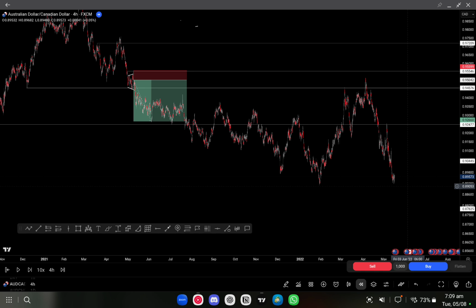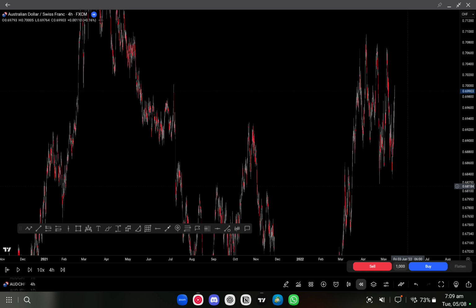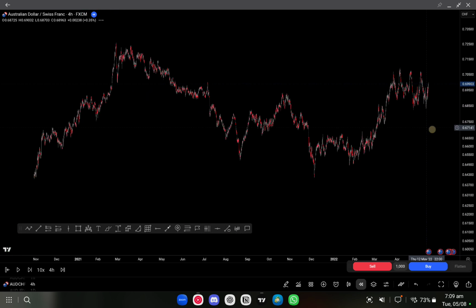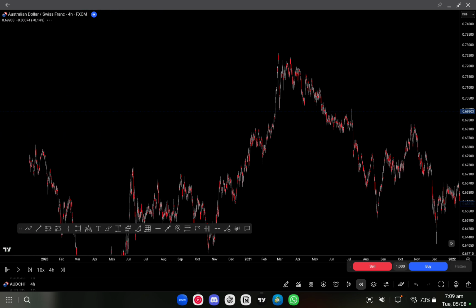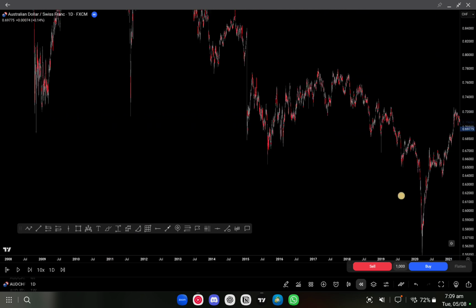So let's actually pick another pair. Let's look at Aussie Swiss, why not? Aussie Swiss, another interesting pair that a lot of people probably would write off quite quickly. Now, let's pick a value area.